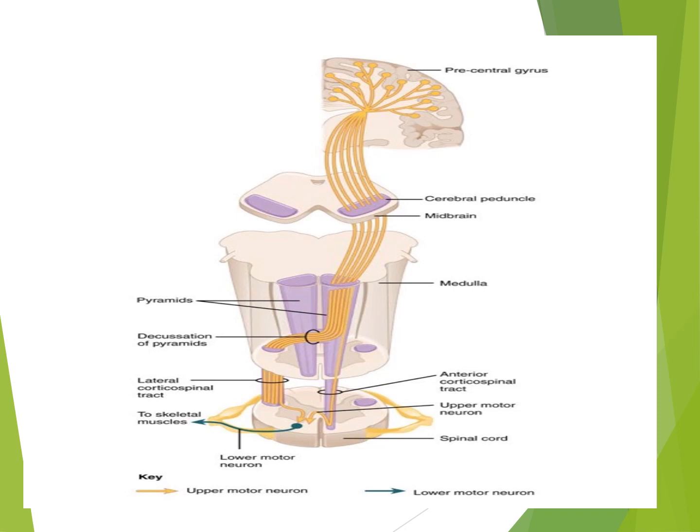this is anatomy of motor cortex or motor pathway, the pyramidal tract, starting from the pre-central gyrus in the frontal lobe, cerebral peduncle, midbrain, medulla oblongata. At the end of medulla oblongata, it decussates to the opposite side.